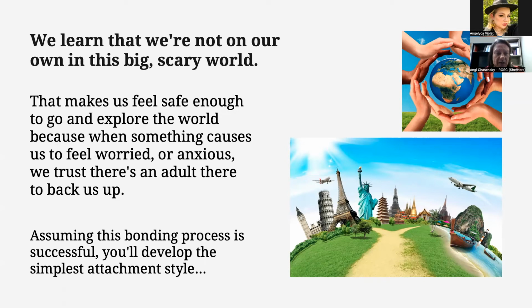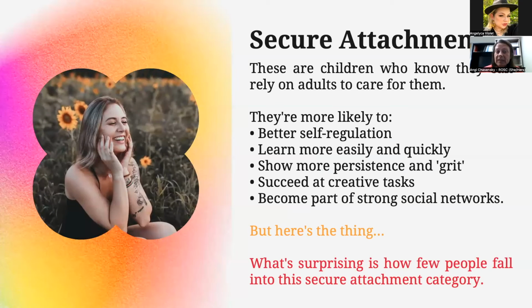Assuming this bonding process is successful, you'll develop the simplest attachment style, and that is the secure attachment. These are children who know they can rely on adults to care for them in a healthy way. They're more likely to be better at self-regulation, learn more easily and quickly, show more persistence and grit, succeed at creative tasks, and become part of strong social networks.